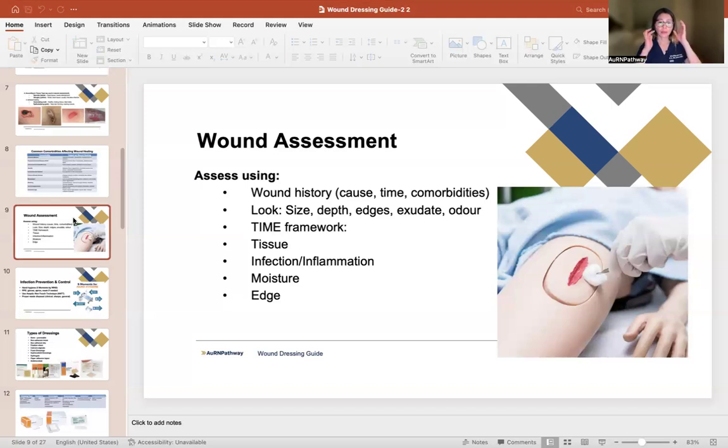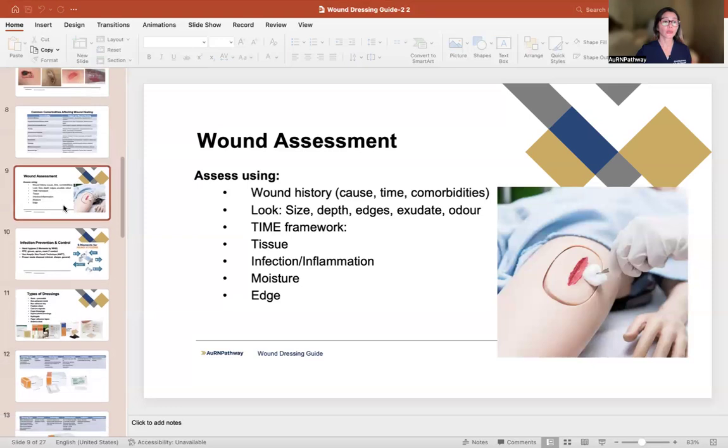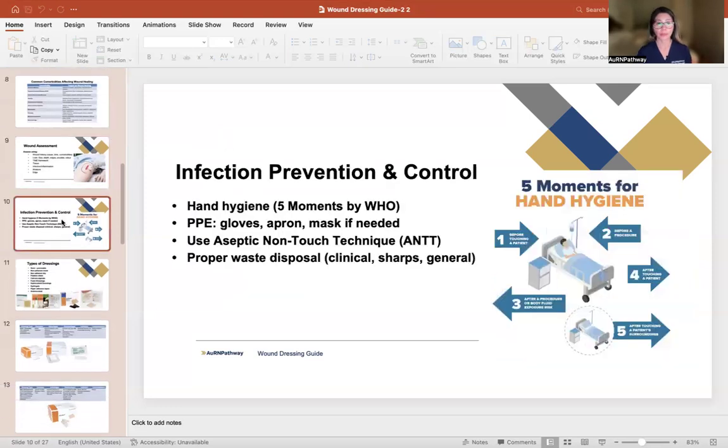In terms of the framework, in terms of what needs to be assessed, apart from what we talked about, is the tissue, right? And then if there are any signs of infection or inflammation, how's the moisture of the wound, because it's very good for wound healing. And the edges, is it according to the stages of wound healing as expected. So these are the things that we need to consider.